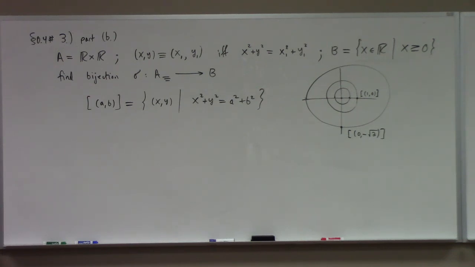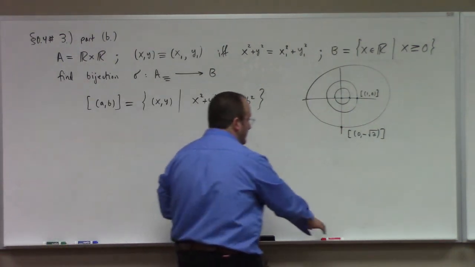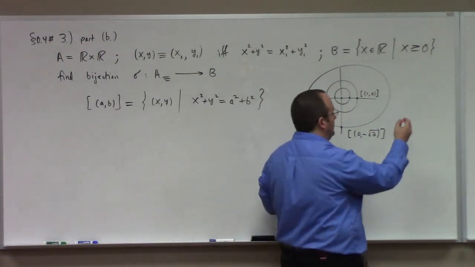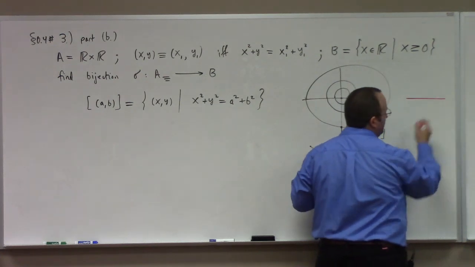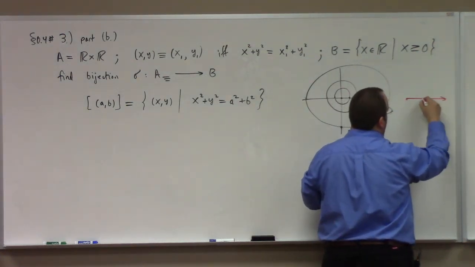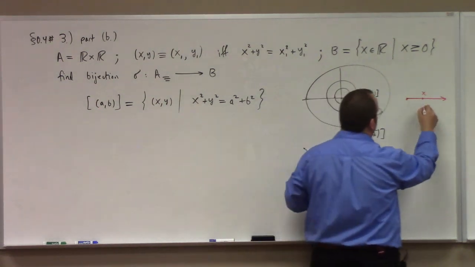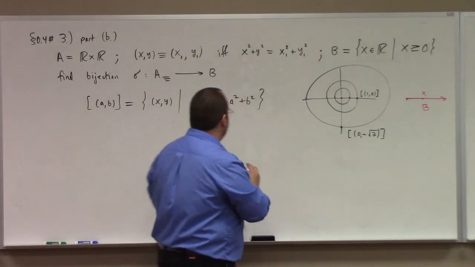Now B is what? You could view it in our picture geometrically as the ray of, it's the x-axis, the positive x-axis, right? I mean, you could look at it that way. Or if you want, you could picture it over here. It's 0 to infinity, right? This is B.